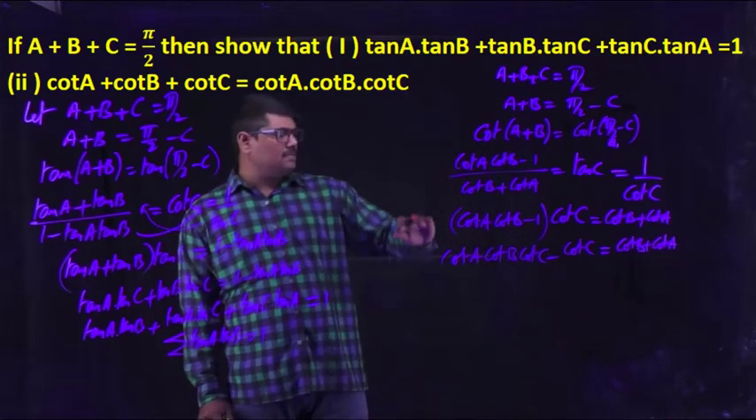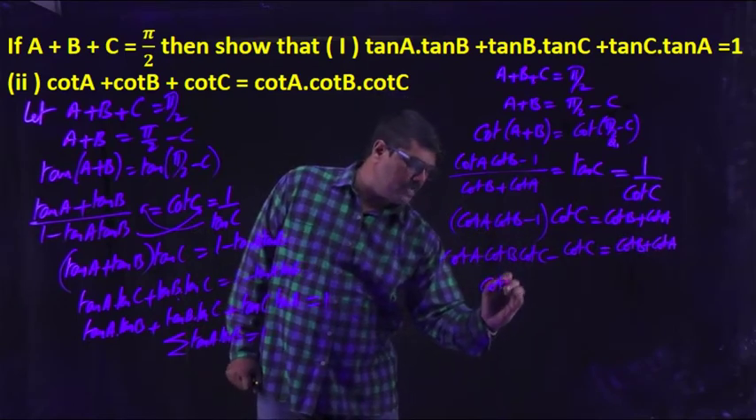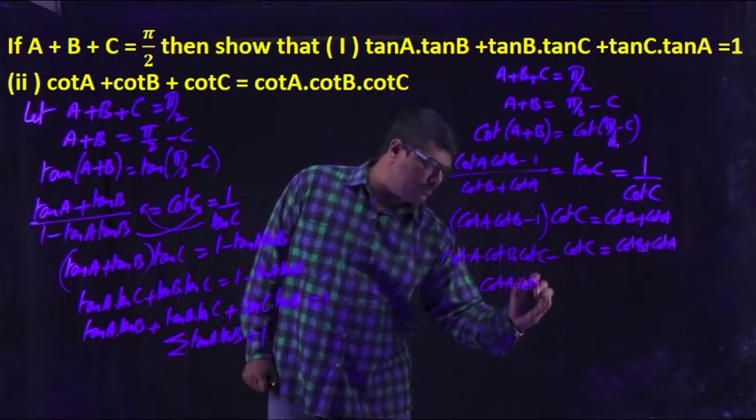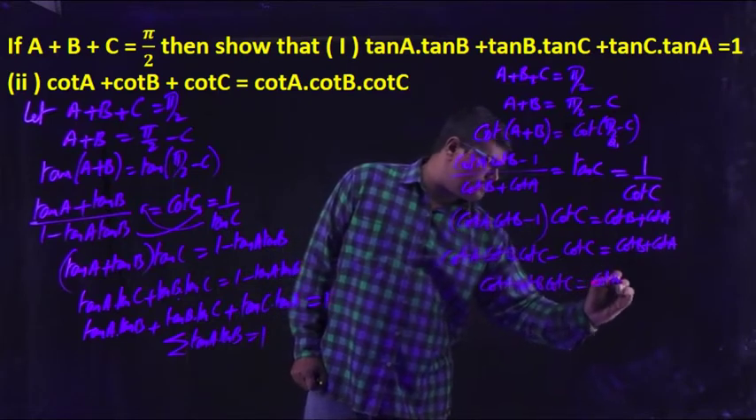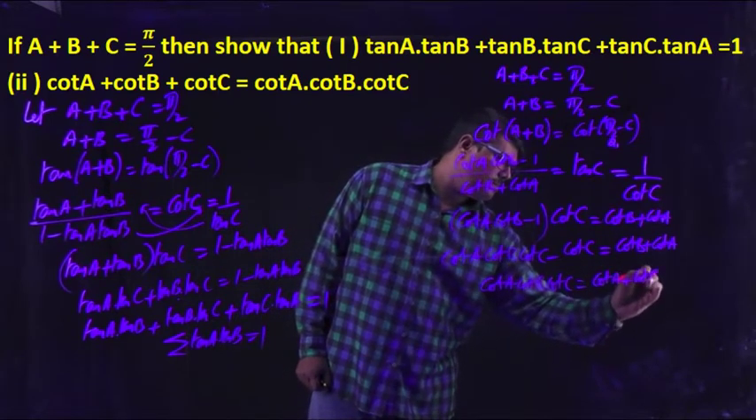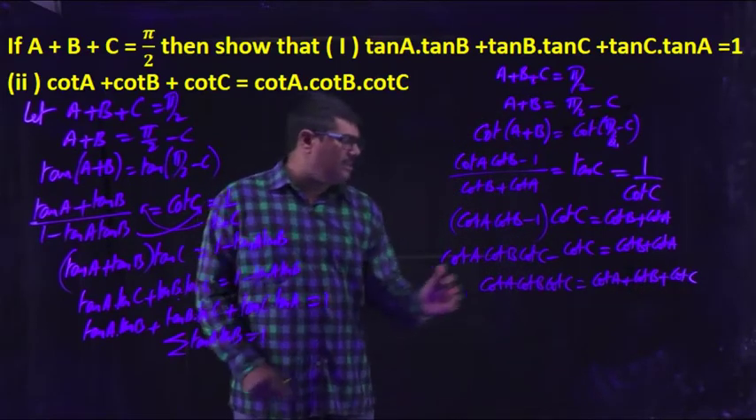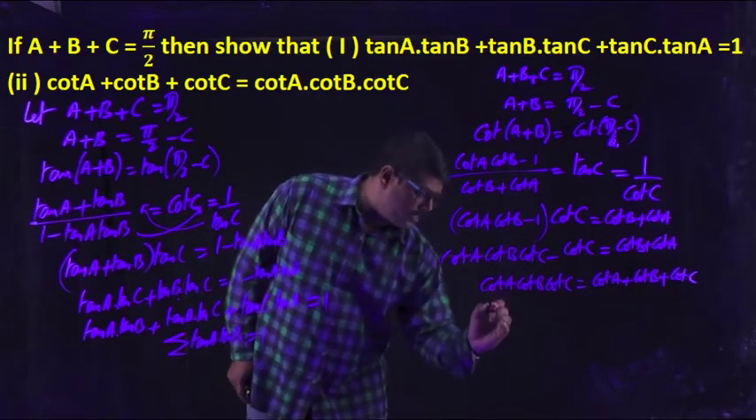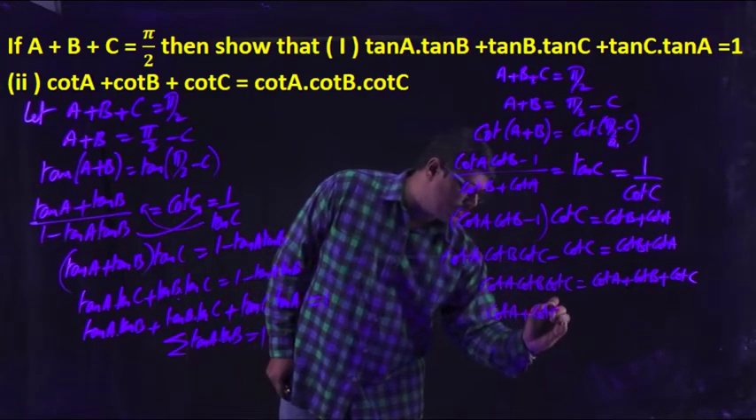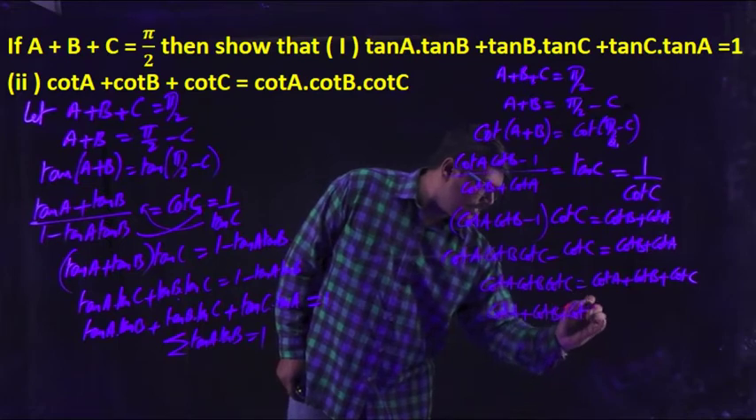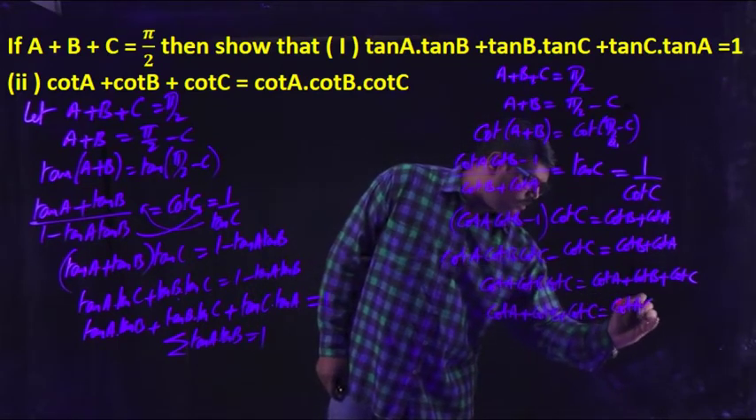So now write minus cot c to the RHS. In the next step it will become cot a cot b cot c is equal to cot a plus cot b plus, minus cot c becomes plus cot c. So write in order the required condition, which is cot a plus cot b plus cot c is equal to cot a into cot b into cot c.